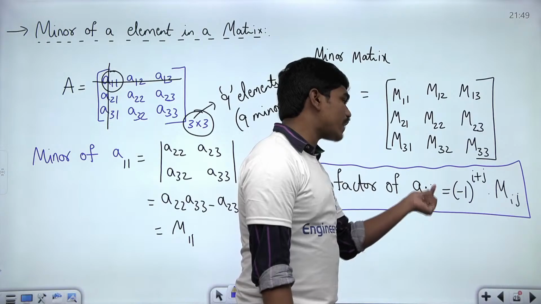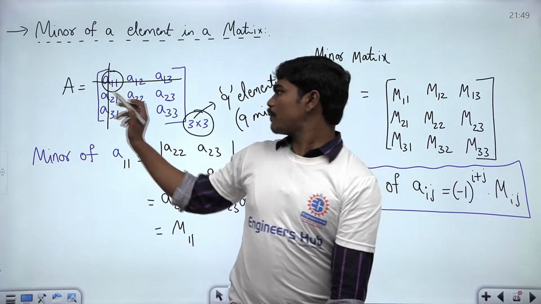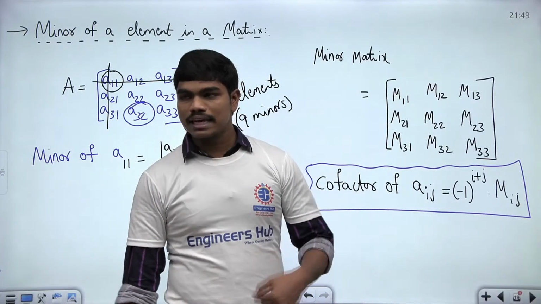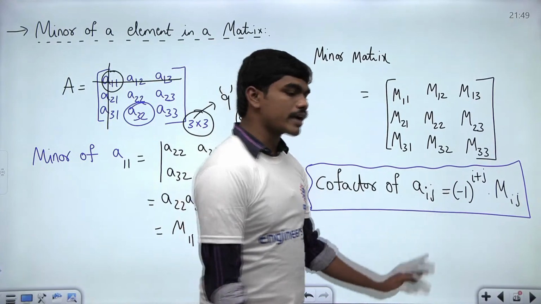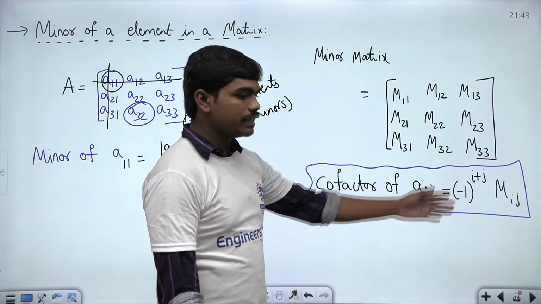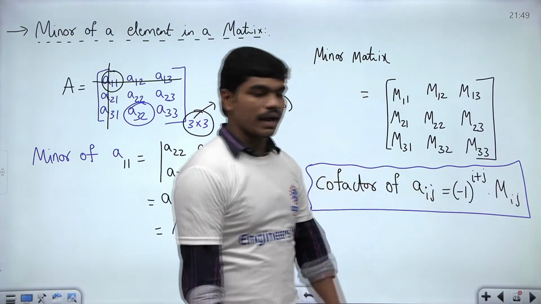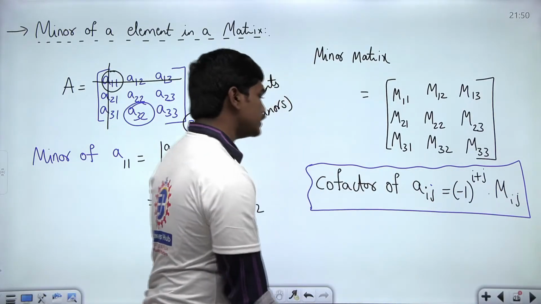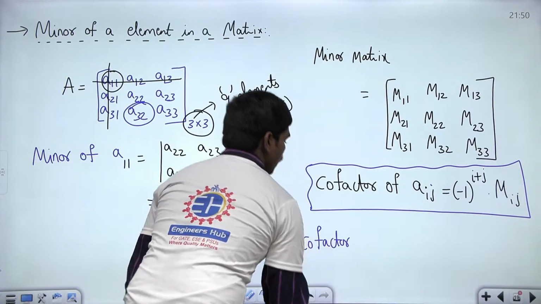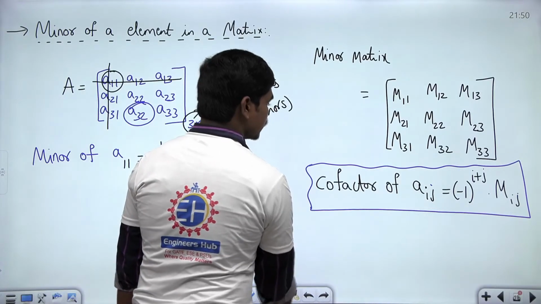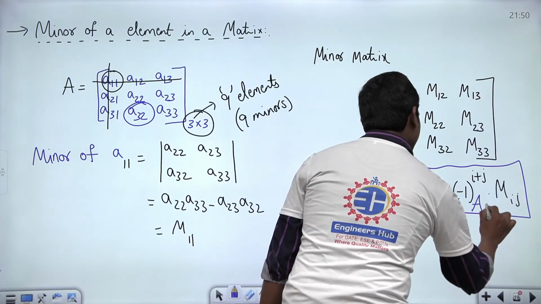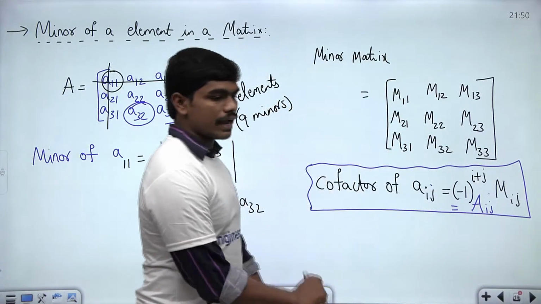So we get the values of i and j from the matrix. For example, if I am talking about the cofactor of this element A32, then the i value is 3 and the j value is 2, and of course you can write this cofactor of Aij as (-1) to the power i plus j into mij, which is nothing but the minor of this element. So if you know how to find the cofactor, let us suppose you are denoting this cofactor with capital Aij.